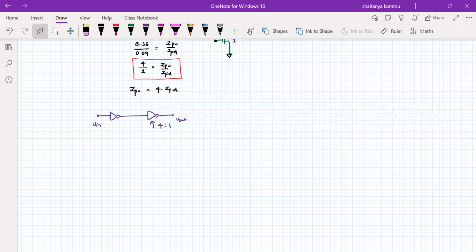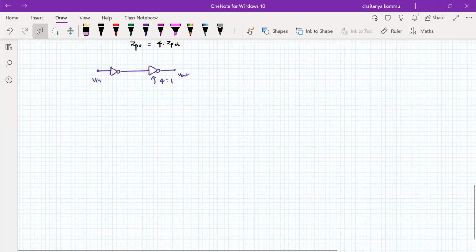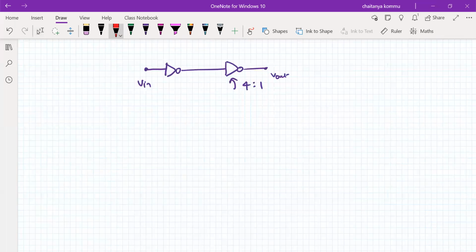What do you mean by short circuit power consumption? So let us look at here. Whatever we have designed here, let us talk about short circuit power consumption.